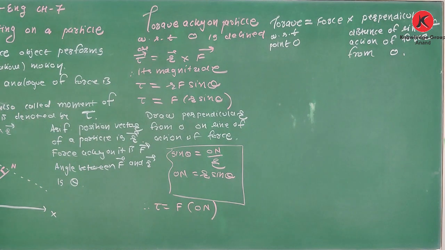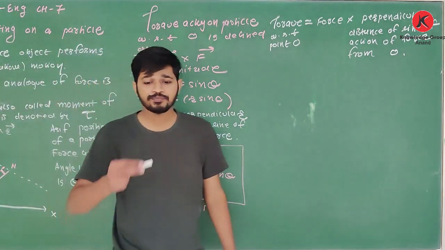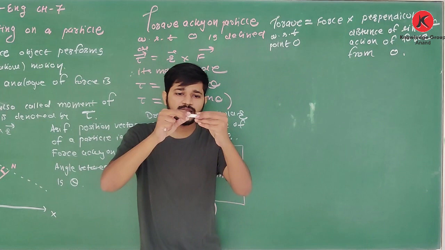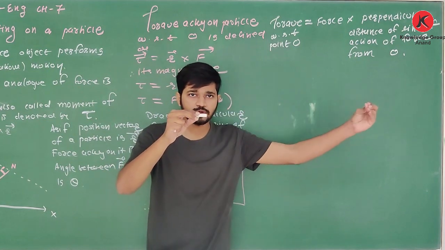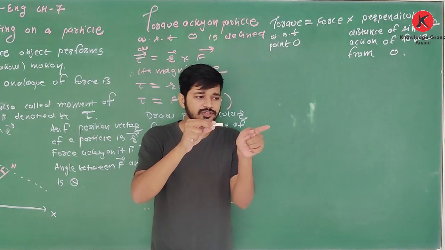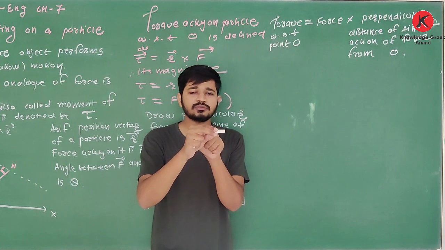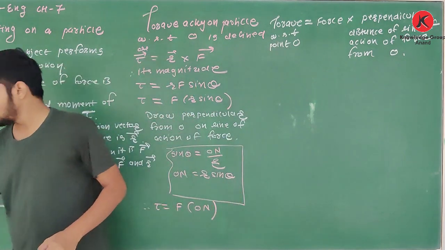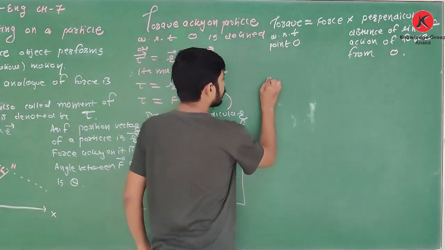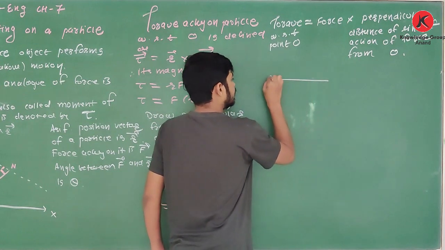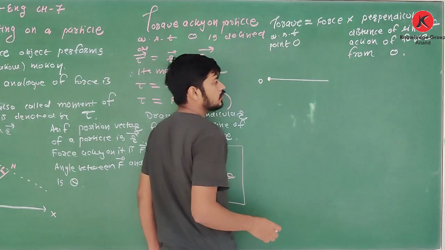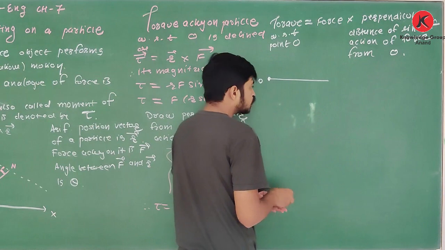Remember again that example of a pen. Suppose this is a pen and I am applying force in this direction. This line of action of force is passing through this point. Suppose it is a pen fixed at this point O. Now I am applying two forces.